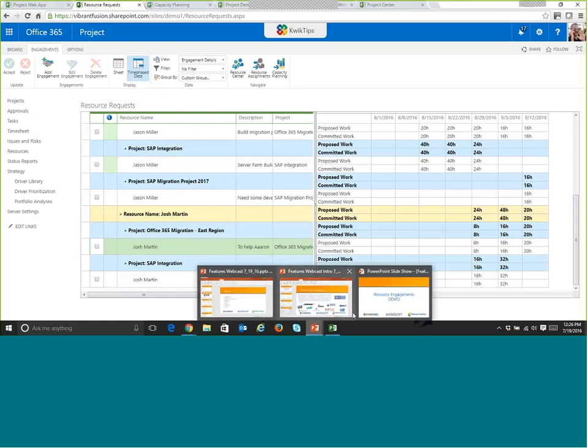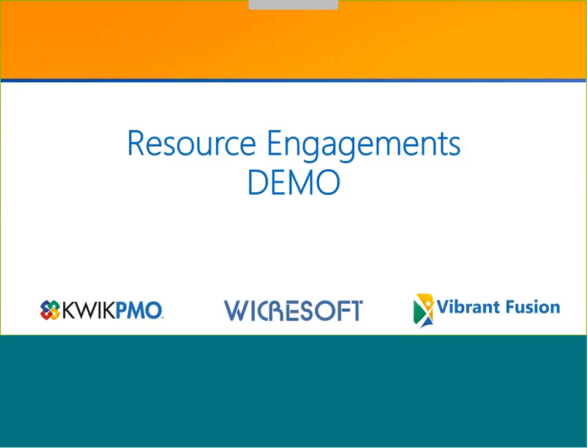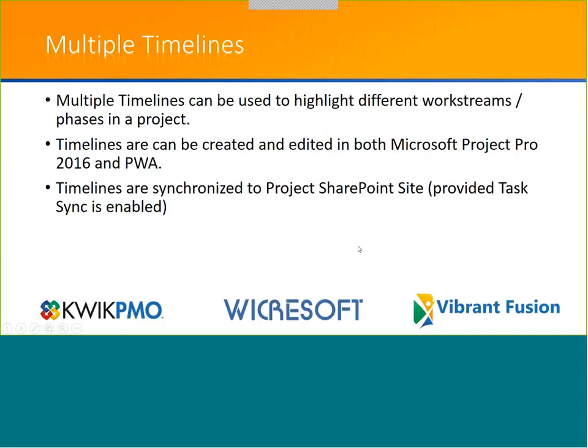All right. Let's go back to our slides real quick. So that's the resource engagements. The next new feature we want to take a look at is multiple timelines. So timelines, they were introduced in Project 2010. And what they allow you to do is create a linear view of your project schedule, which executives tend to love, where you can promote particular phases or major activities, major milestones, and get a linear view of what's going to happen with the project.